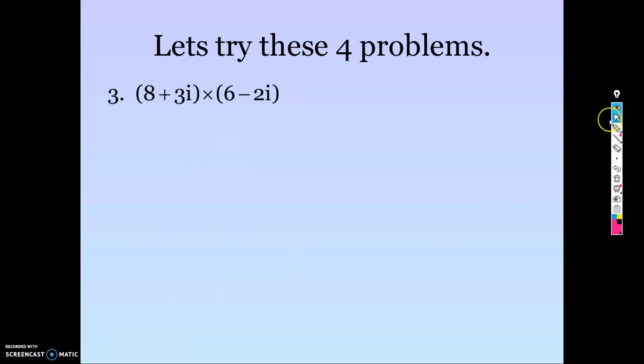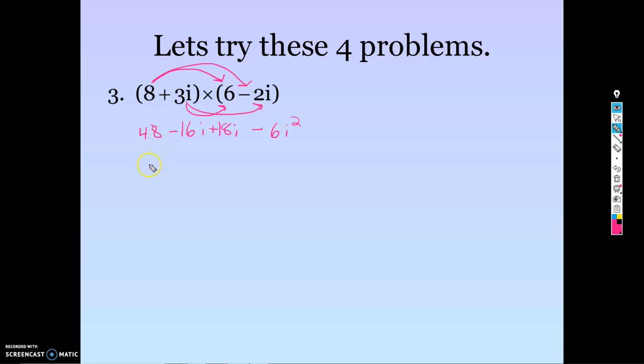Okay, next, a little more complicated. Now, what if we need to multiply two complex numbers together? If you treat i like a variable, you'll have no problem. So think 8 times 6 is 48, and then 8 times negative 2i. 8 times negative 2 is negative 16i. Again, treat i just like a variable. It's the same thing we do if it was an x. Okay, 3i times 6, that'll be a positive 18i. 3i times negative 2i, that will be negative 3 times 2 is 6, and then i times i is i squared.